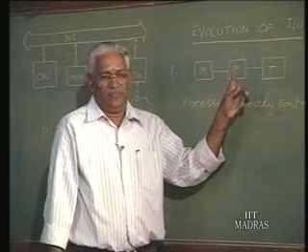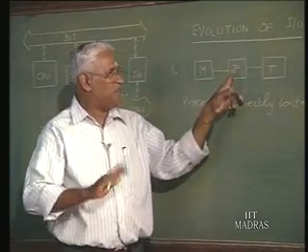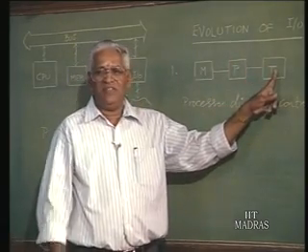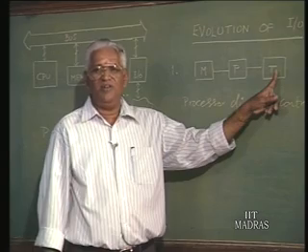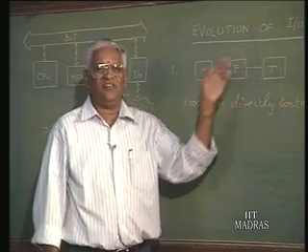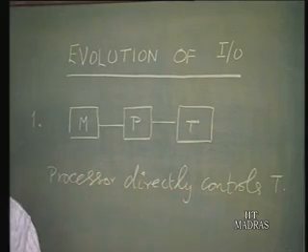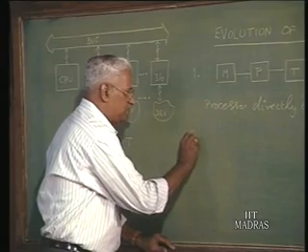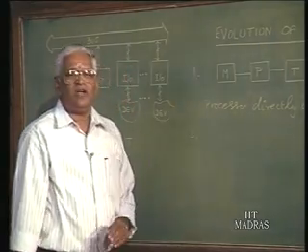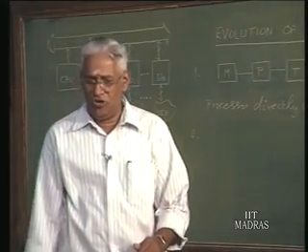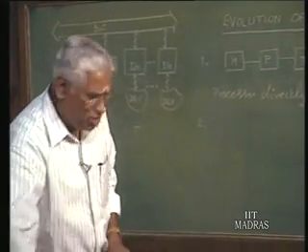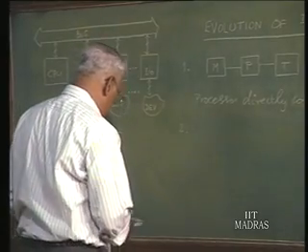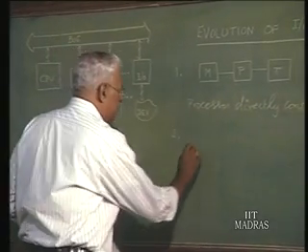That is what it is. P for processor. The processor checks whether the terminal is ready or the device is ready and then effects the data transfer. So, directly it controls that T. Now, in the second one, a simple controller, we may say, gets introduced. A simple controller in the sense that the processor is not directly involved with T, but somewhat.